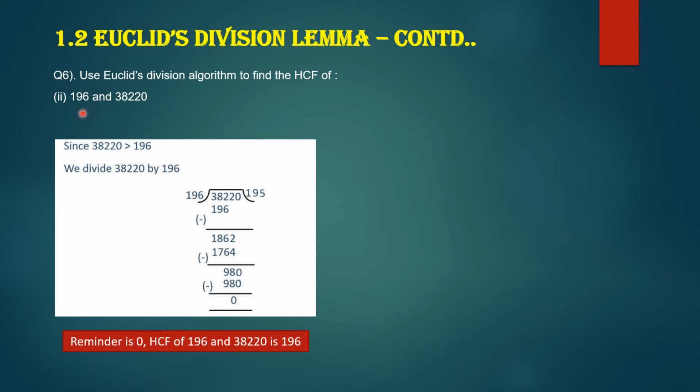Next slide, again the same way of representation that we have seen in the previous example. 196 and 38220. So again here 38220 is bigger than 196. So we will divide it, and while dividing we notice that the remainder becomes 0. The moment the remainder becomes 0, do we need to do a division again? No, we need not do the division again. We will stop here itself, and in one step we can find it. The HCF of these two positive integers is 196. Going to the next slide, student.